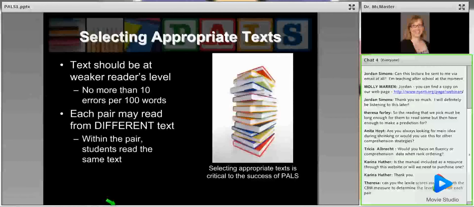And Teresa asks, can you use the Lexile scores associated with CBM measure to determine the level of text for each pair? And yes, that's a great way to do that. So any sort of leveling device that you have at your fingertips, whether it's Lexile scores or other kinds of leveled texts, are great. That's just one more piece of information that can certainly be helpful. And then beyond that, I would consider the students' interests, and it's nice to give kids some choice if that's possible. That can be really motivating to them as well.